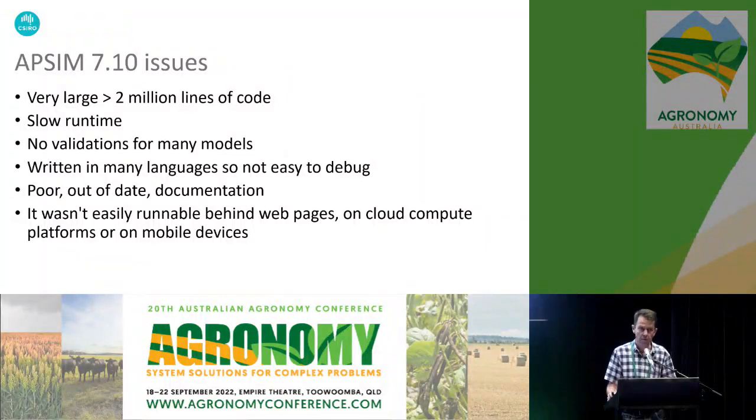Slow run times. A lot of our models don't have validations anymore, so we don't actually know whether some of the, particularly the minor models in 710, actually work anymore. So we wanted to improve that. It's written in 7 or 8 different computer languages, which makes it almost impossible to debug and fix things. Like all models, the documentation is poor.